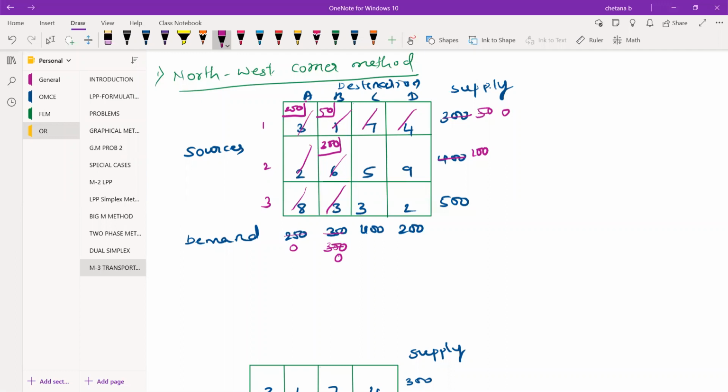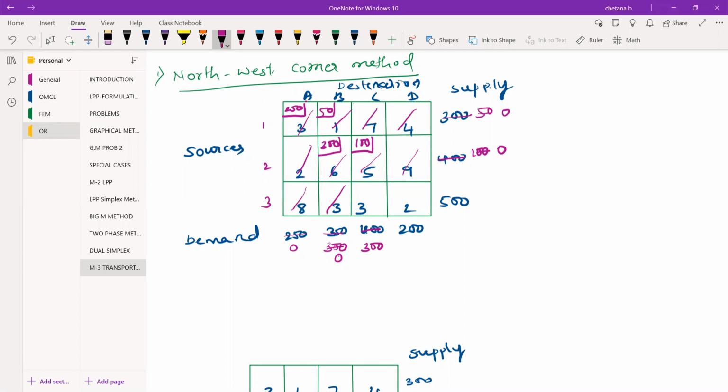Similarly, again when you start freshly, this will be the northwest corner. Out of 400 demand and 100 supply, which is the minimum to be allocated? 100 is the minimum value. So 100, this will be 0, and here the remaining demand is 300. So again you are getting 0, cut this, eliminate that row.